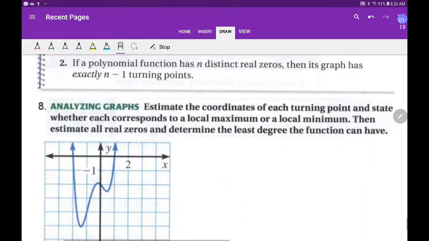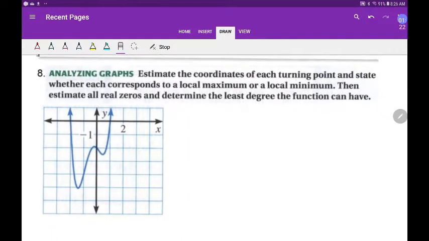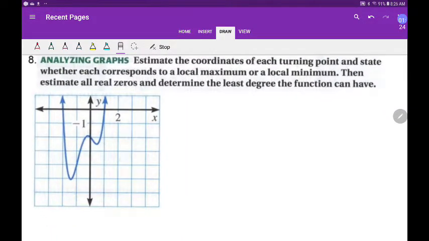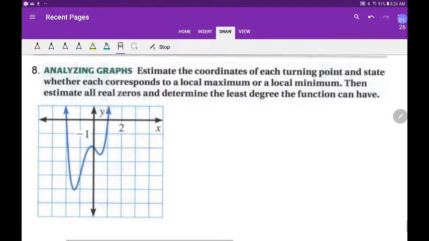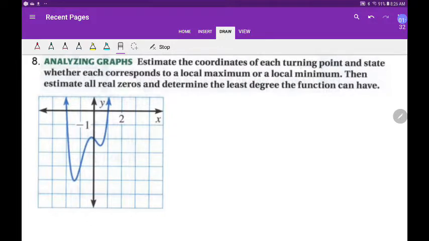All right. Estimate the coordinates of each turning point and state whether each corresponds to a local maximum or a local minimum. Then estimate all real zeros and determine the least degree the function can have. The least degree. All right, so that's 3 things. First thing is estimate the coordinates of each turning point. Okay, well, here's one down here.